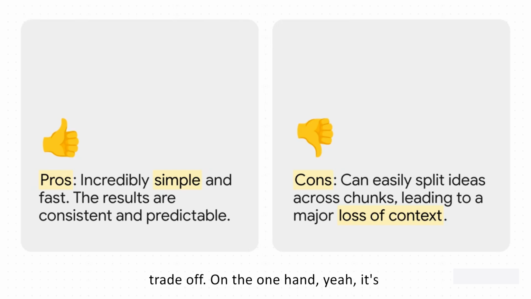And that leads us to the big trade-off. On the one hand, yeah, it's super simple and blazing fast. If you've got mountains of text to get through, this is your workhorse. But the downside is huge. You can lose a ton of context.